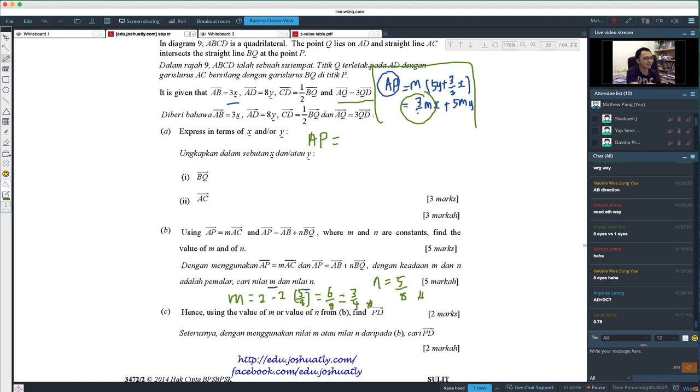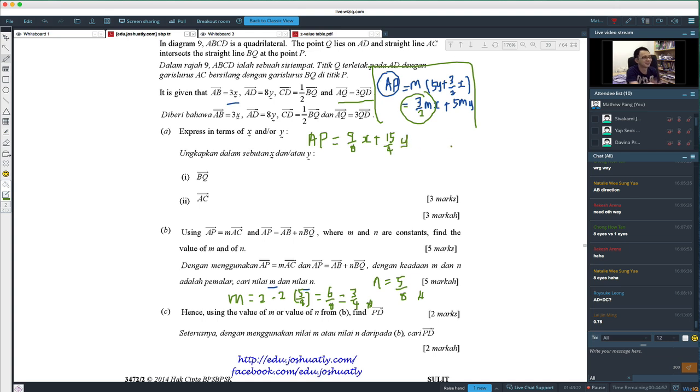Okay, this is 3 over 2. 3 over 2 multiply 3 over 4. 3 over 2 multiply 3 over 4 will be 9 over 8 x. My m is, oh yeah, this is m, right? My m is 3 over 4. 3 over 4 is plus 15 over 4 y. Okay, it looks weird, but yeah, this is how I do this.